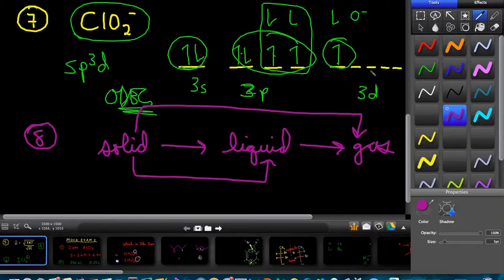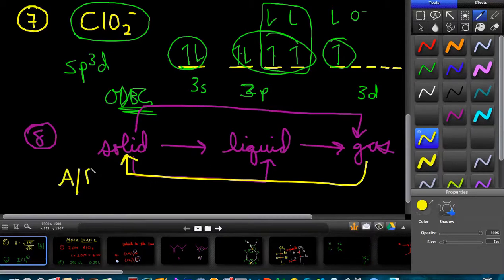When iodine deposits, goes from gas to solid, that's exothermic. And of course, when aluminum foil reacts with bromine, that's also exothermic. So either A or B meet the criteria of the question. Either A or B.